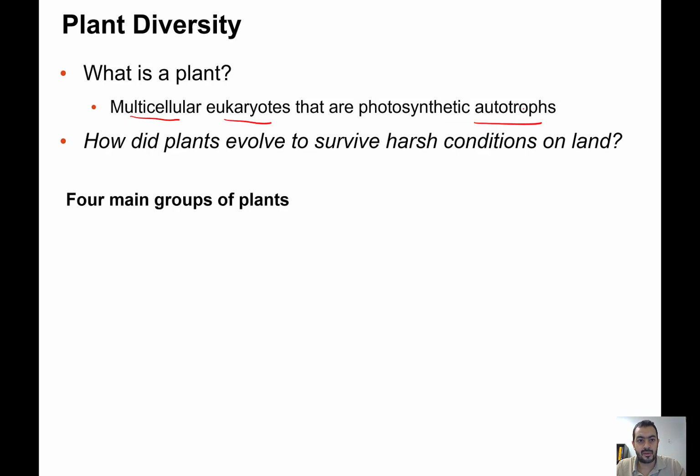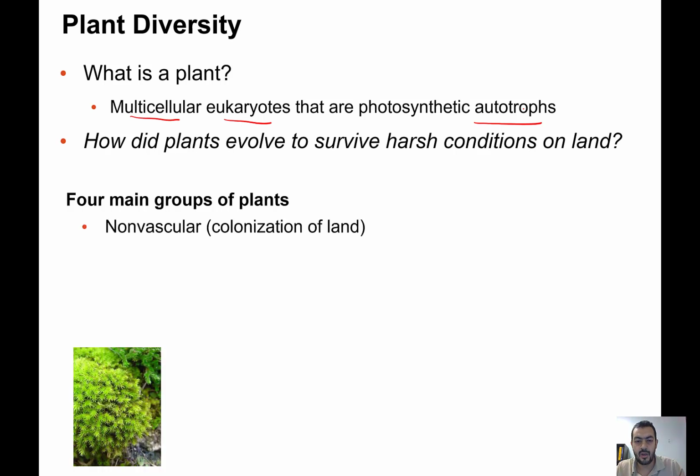Also related to this, we can see that there are four main groups of plants, and these four main groups actually reflect the evolutionary events that helped the plants to colonize and to spread on the land. So the first group was the non-vascular plants.